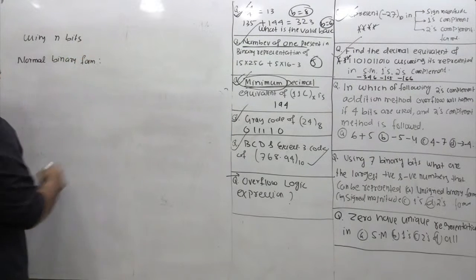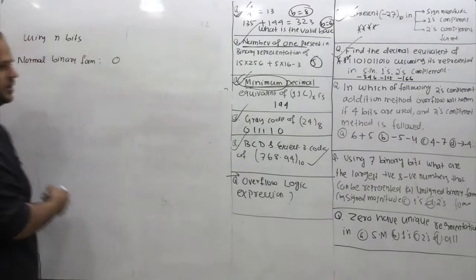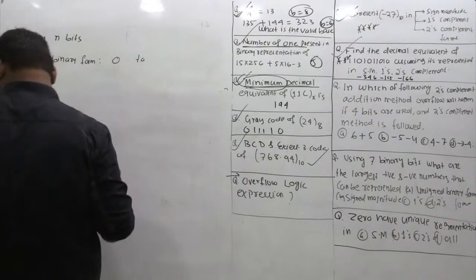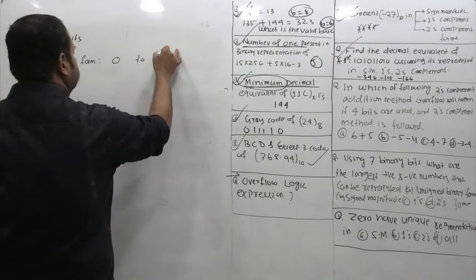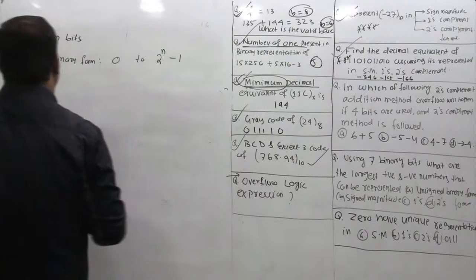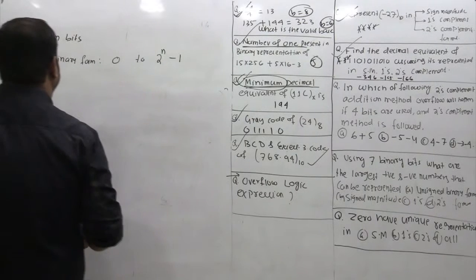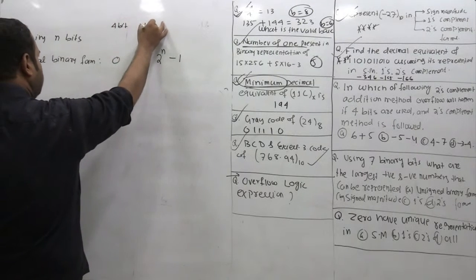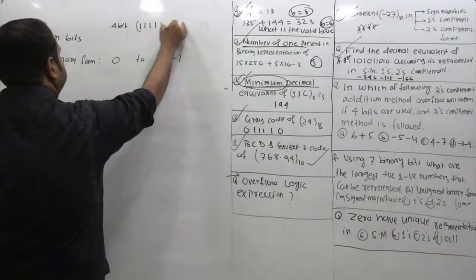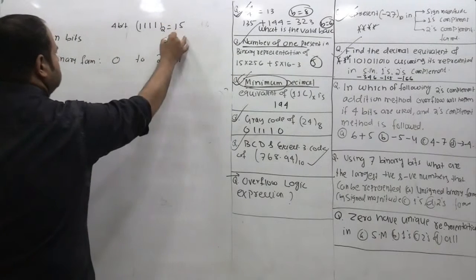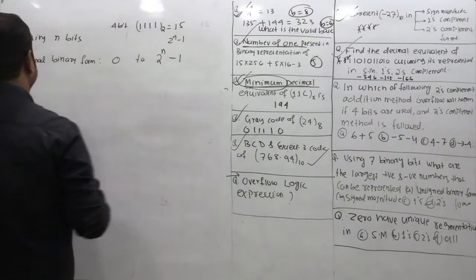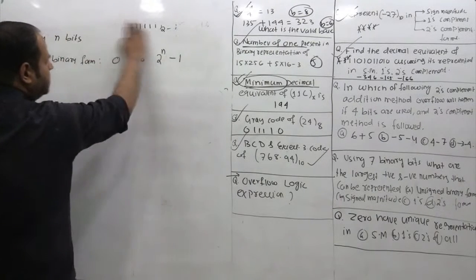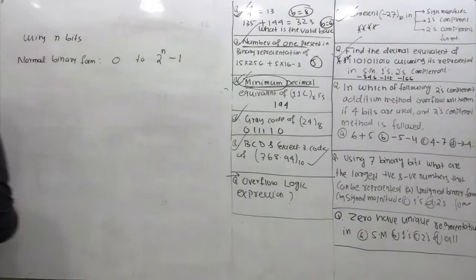the range is, because in normal binary forms we represent only the positive numbers, 0, and the largest number will be 2 to the power n minus 1. Suppose for example I say 4 bits. When you take 4 bits, if all bits are 1 in binary form, the decimal equivalent is 15, which is 2 power 4 minus 1. So in normal binary form, if you are using n bits, the range of numbers that you can represent is 0 to 2 power n minus 1.